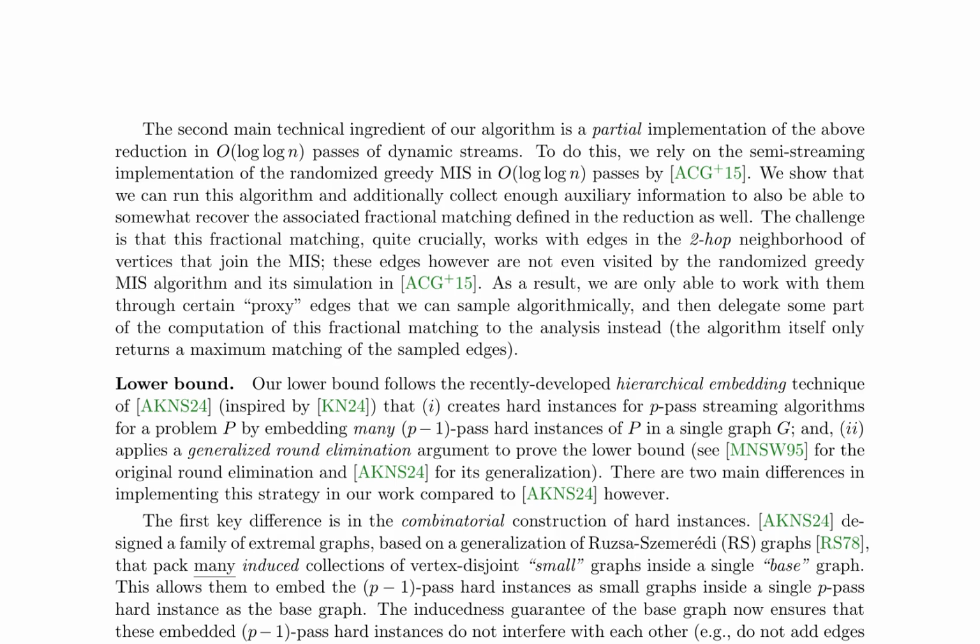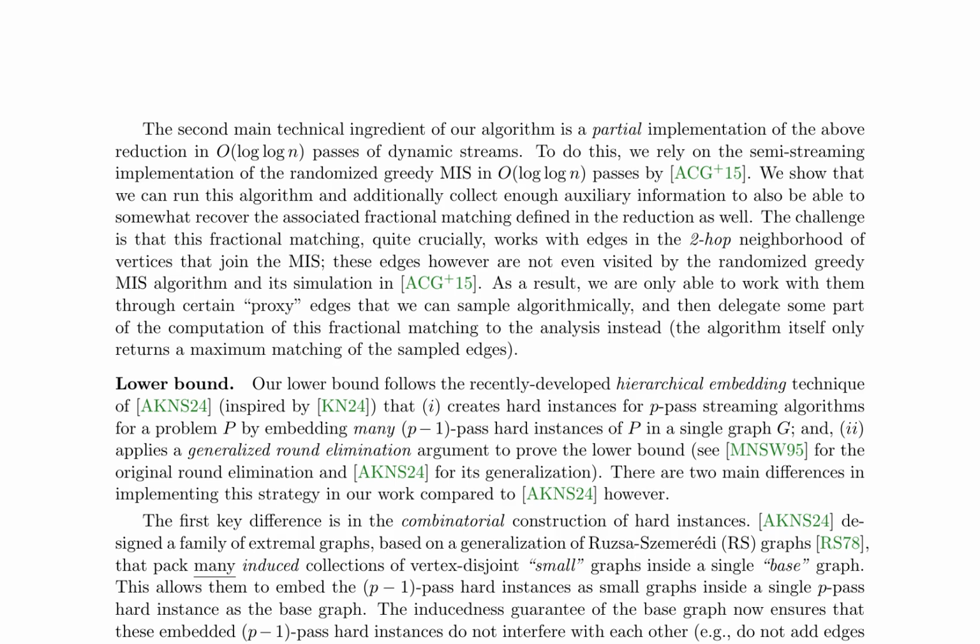The second main technical ingredient is a partial implementation of the above reduction in O(log n) passes of dynamic streams, relying on the semi-streaming implementation of the randomized greedy MIS in O(log n) passes by ACG+15.